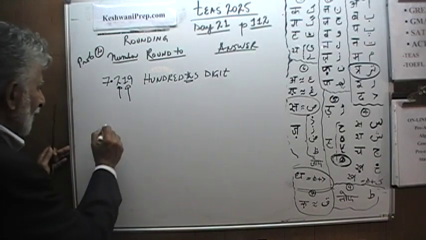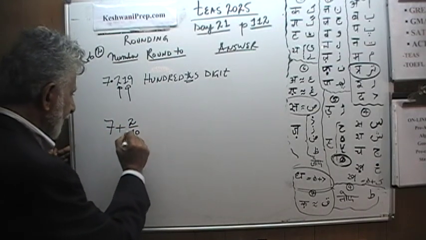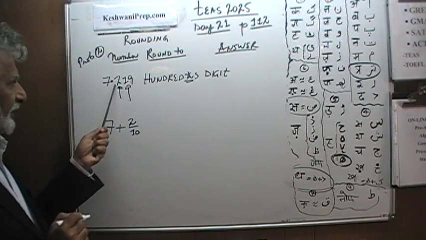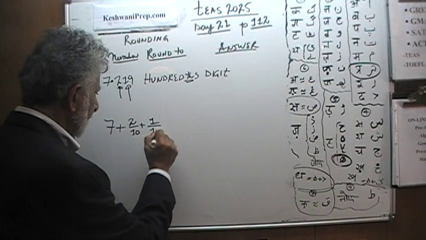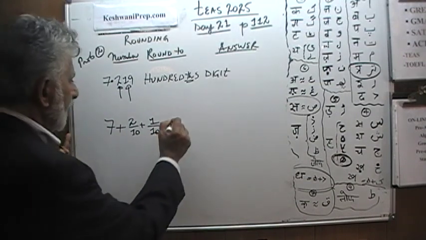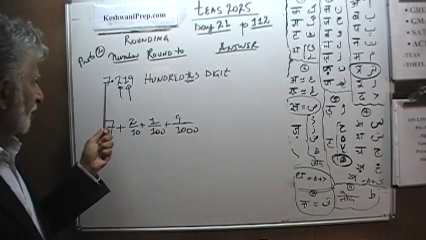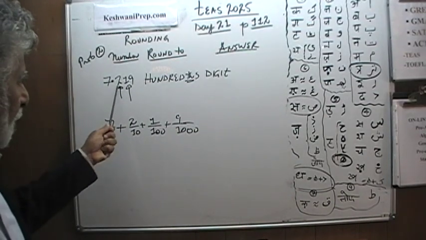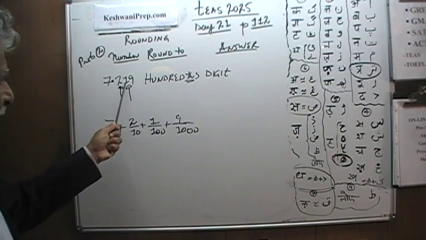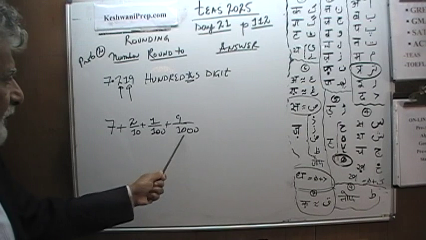7.219, when written out separately, is 7 plus 2 over 10. That's why it's called the 10th digit, because it tells you how many tenths we have. This 1 is 1 over 100. And then 9 over 1,000. That's what this number is. This is why 2 is called the 10th digit, 1 is called the hundredth digit because it tells you how many hundredths we have, and 9 is called the thousandth digit.